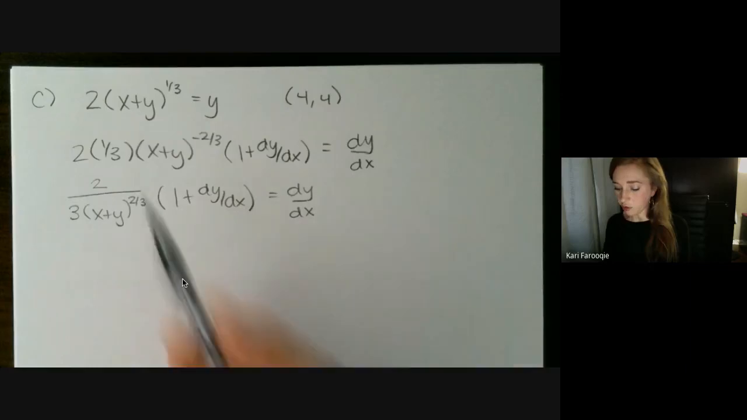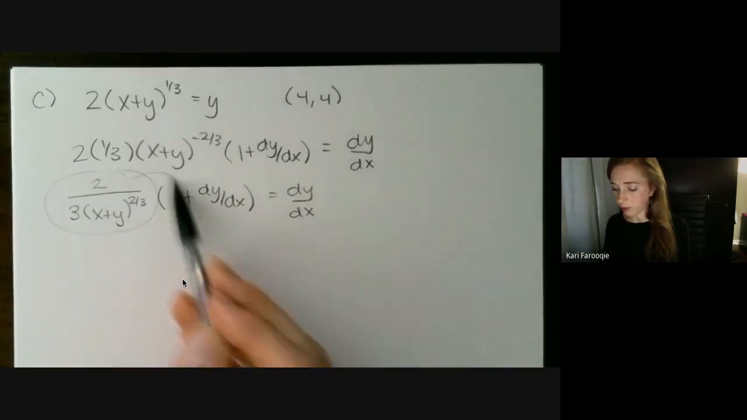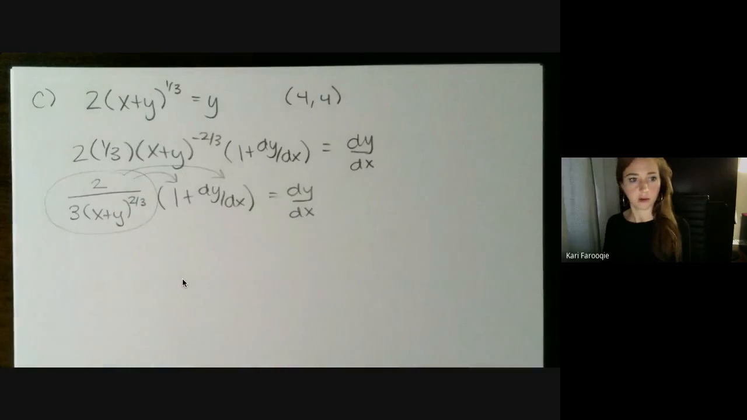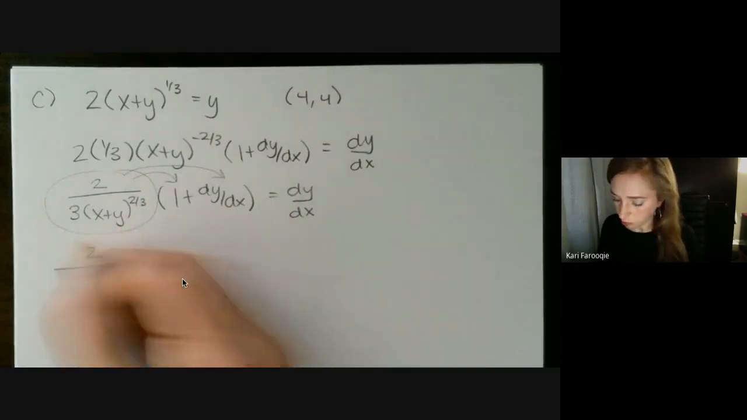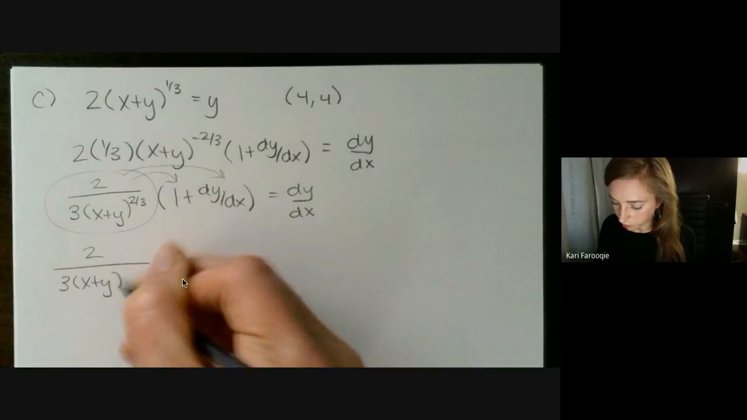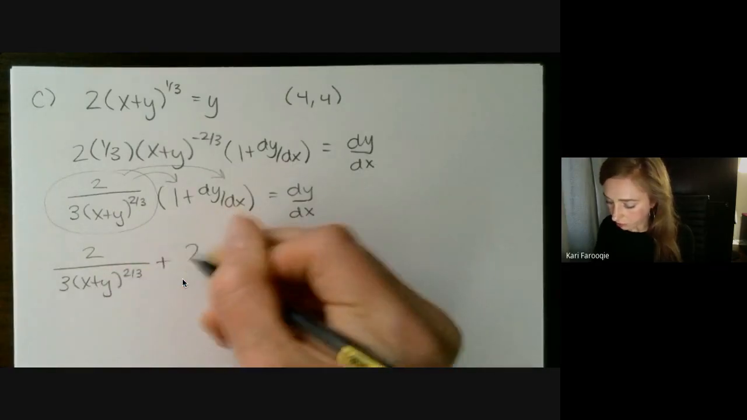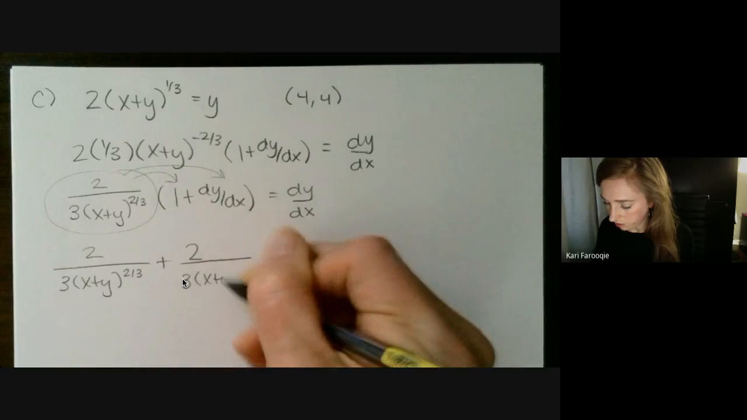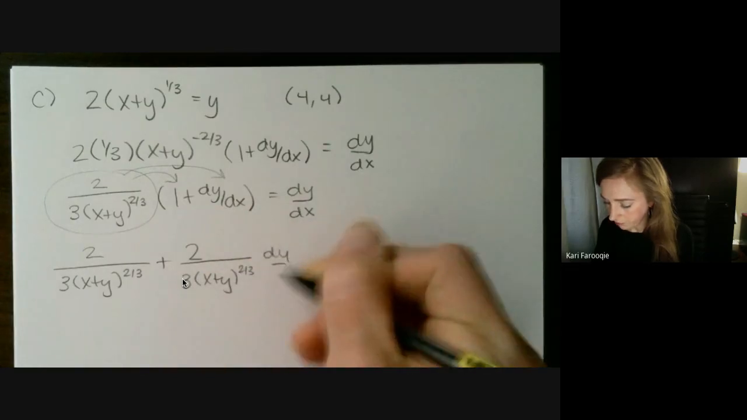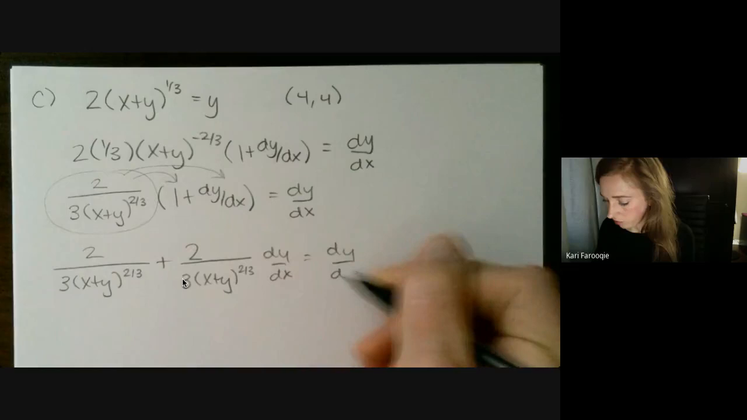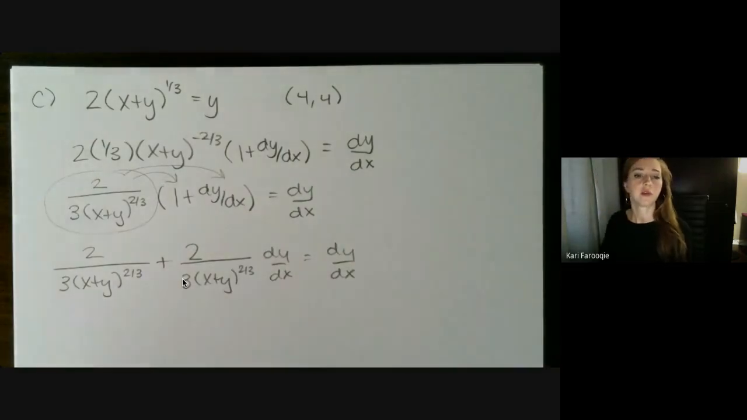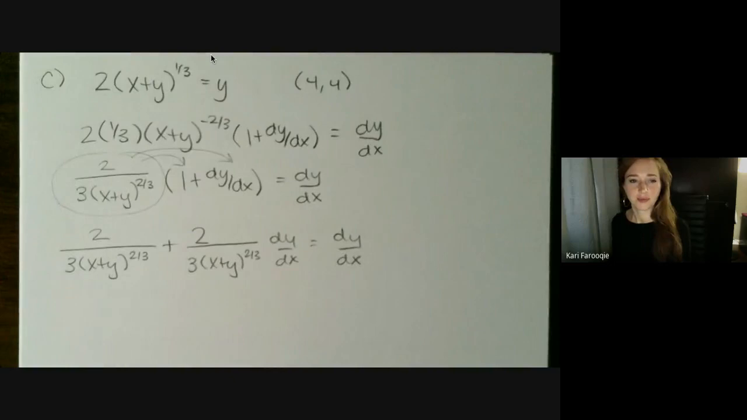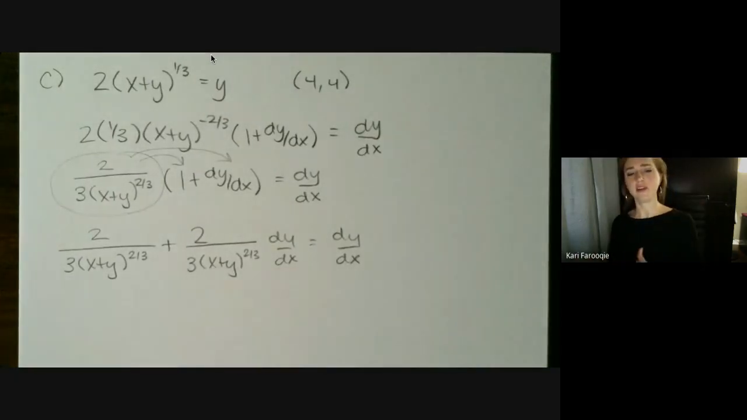All right, so let's go ahead and distribute. We're going to multiply this quantity by 1 and then by dy/dx. So we'll have 2 divided by 3 times (x plus y) to the 2/3 plus 2 divided by 3 times (x plus y) to the 2/3 dy/dx equals dy/dx. So just lots of writing here and rewriting. If you want to get it right, you have to keep rewriting it. You don't want to miss anything. It's easy to lose stuff here or to make an algebraic misstep.